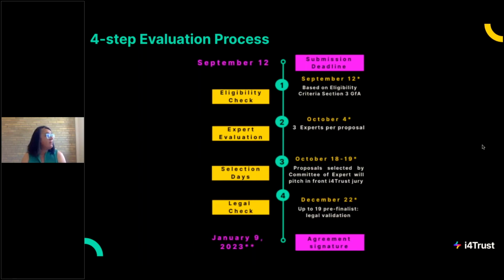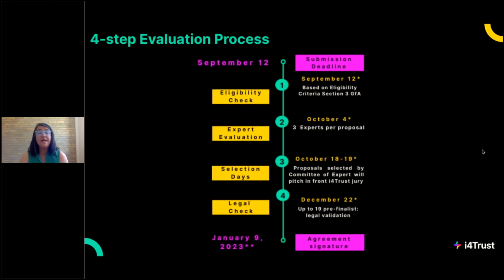Each experiment will be assessed and scored by 3 experts per proposal. These experts are experts in FIWARE and ICT technology. They will score the experiments and propose a ranking list of experiments, and all the experiments above the threshold, because there is a minimum of 3 per evaluation criteria, will be invited to the selection day.